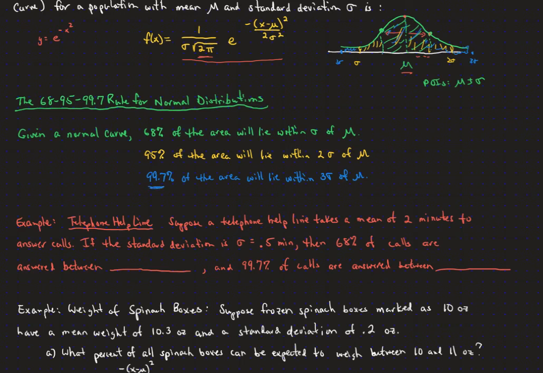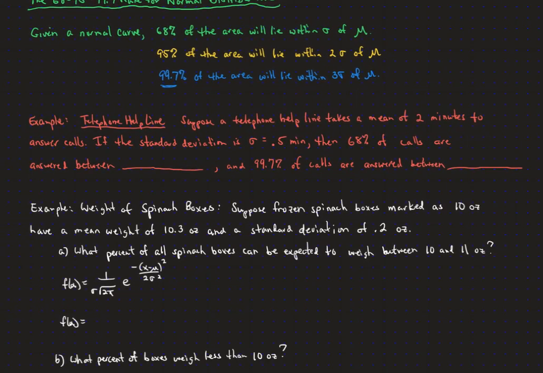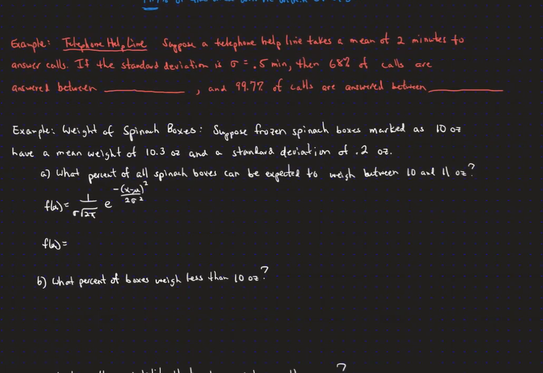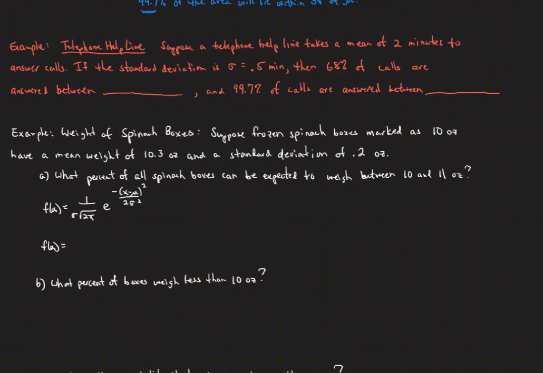So something that is outside of 3 standard deviations of the mean is really rare. Either exceptionally good or exceptionally bad, I guess. So here's some examples that we can do that we'll use for this. The first one is the telephone helpline here in red.